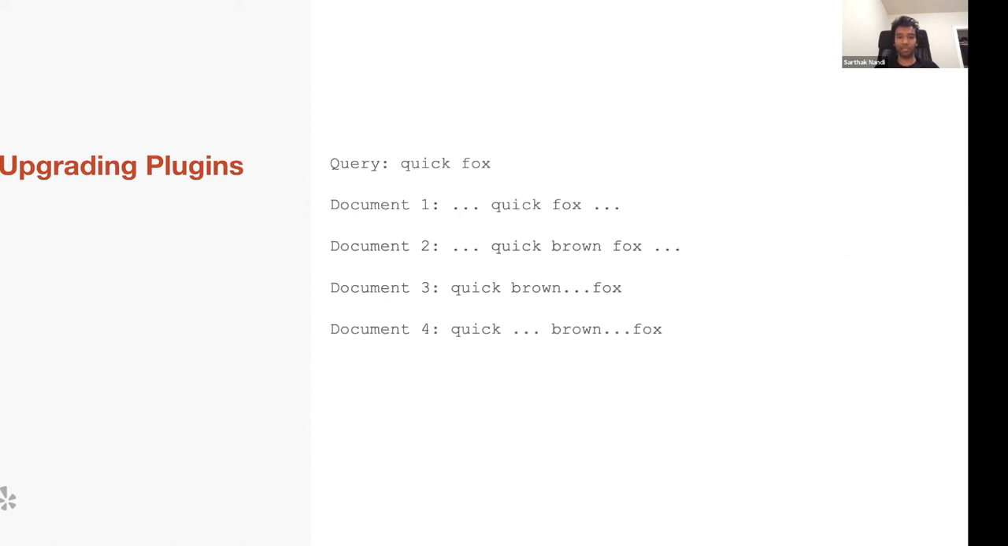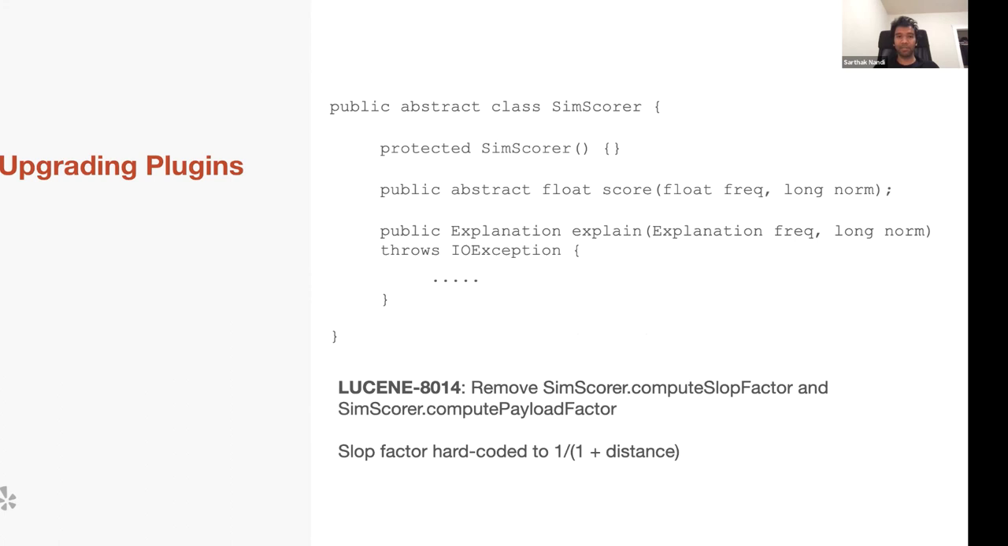So for example, if you're searching for quick fox, you want documents that contain quick fox higher ranked than documents that contain quick brown fox, which should in turn be ranked even higher than documents that contain even more words between quick and fox. This is what the compute slope factor method lets you do. This is how the custom similarity interface looks like in Lucene 8. We still have the score method, which you can override to generate the custom similarity score, but the compute slope factor method has been removed. It has been hard-coded to 1 by 1 plus distance instead, because Lucene maintainers required the slope factor to always decrease with increasing distance.